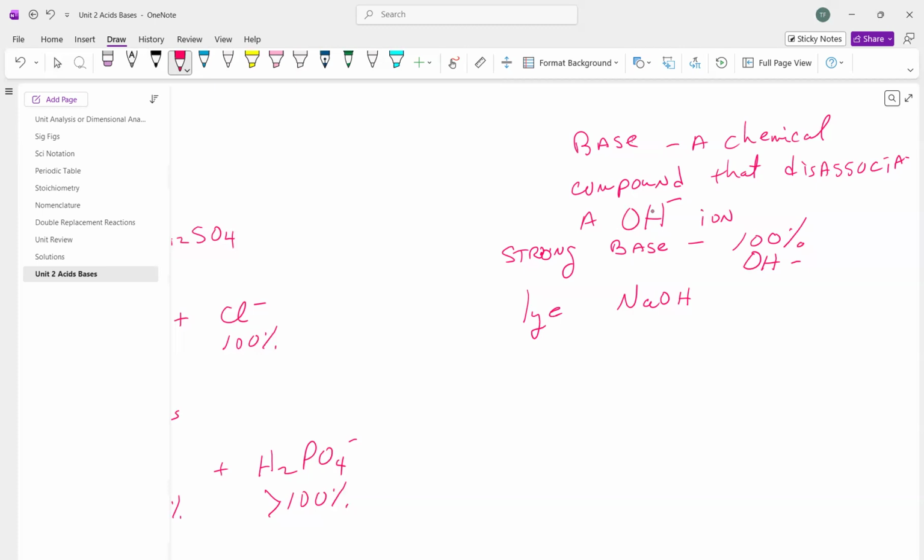So there's also potassium hydroxide. Those are the two most common strong bases. Weak base, that would be like ammonium hydroxide.